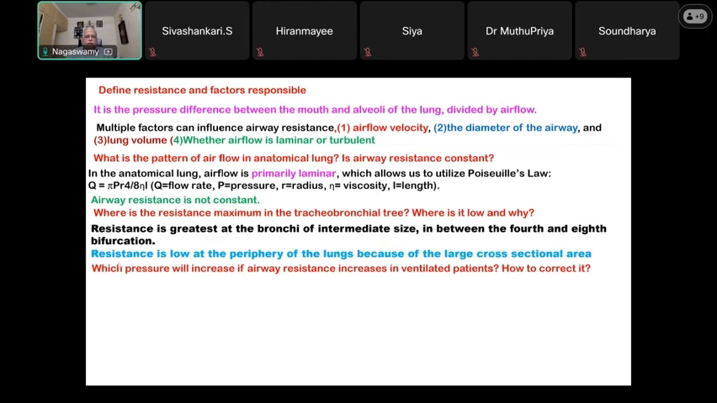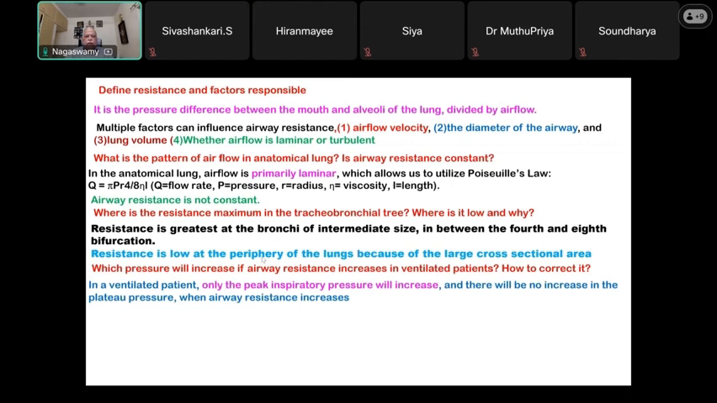Which pressure means it is the peak inspiratory pressure or the plateau pressure. These are the two pressures which you normally see in the ventilator graphics. So if the patient is mechanically ventilated, we always look at the ventilator graphics to see the maximum peak inspiratory pressure that is reached when the patient is inhaling, and then how much stabilization happens. That is called the plateau pressure.